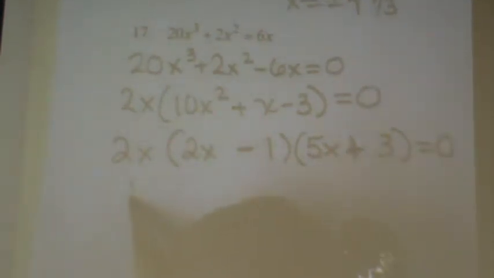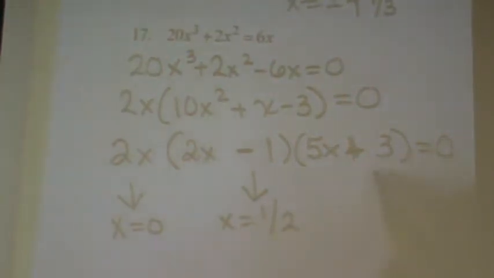Good. So what are your zeros? This is going to be x is 0. This is going to be x is 1/2. And this one is going to be x is -3/5.